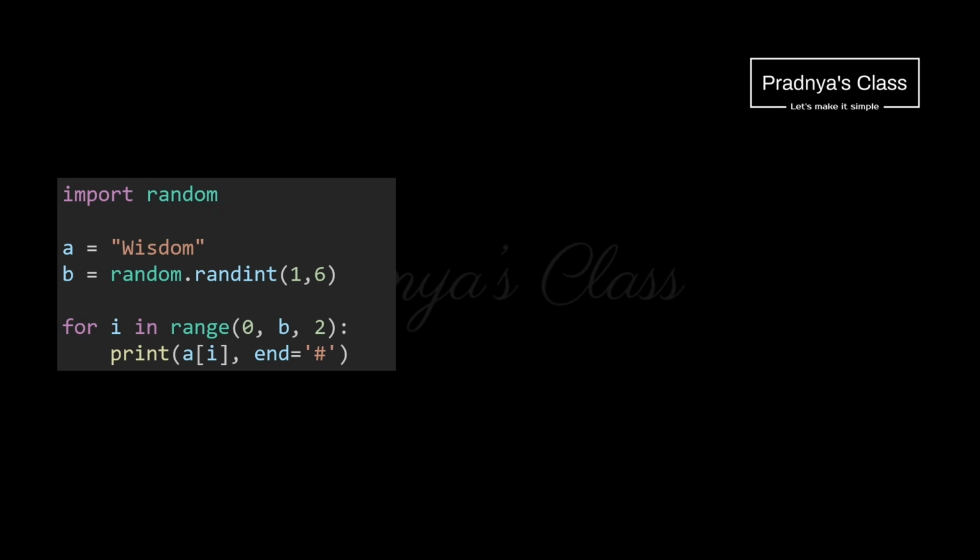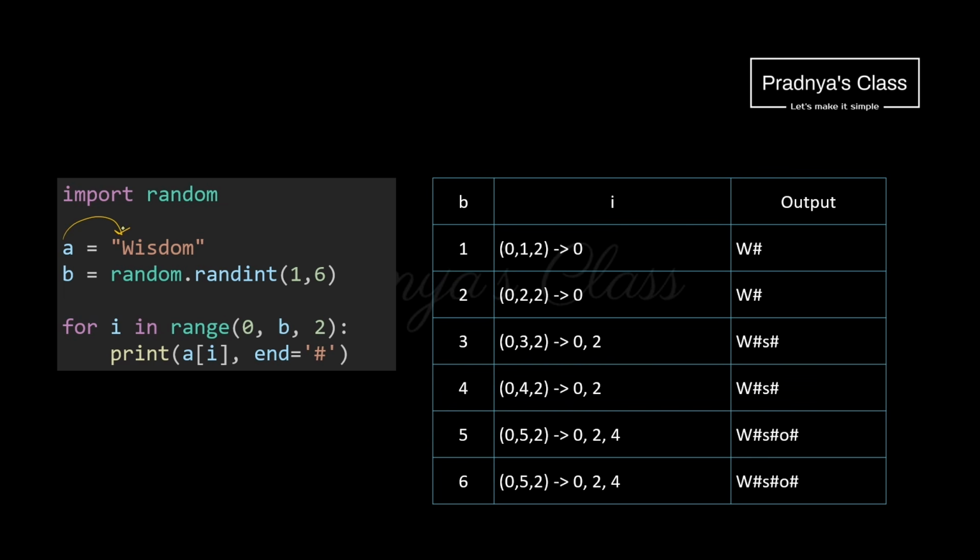Let's do it together. Variable A is initialized with one string and B is taking the values using randint function. So what are the possible values of B? 1, 2, 3, 4, 5, 6. In case of randint function, both the limits are inclusive.